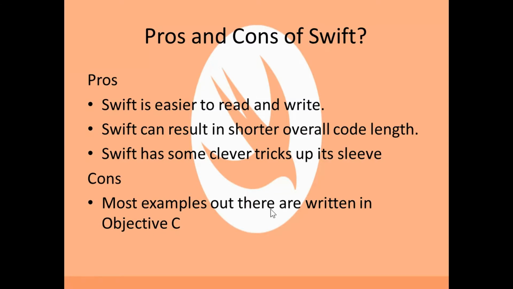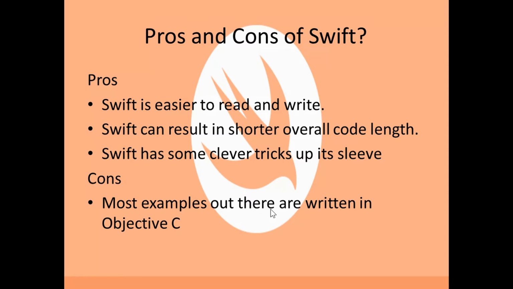Second point, Swift can result in short overall code length. Swift is a functional programming language, which means you can do neat tricks like passing functions as variables. This means you can write highly generic code that can do a lot of different things, reducing repetition. The repetition in Swift is very well reduced by the functions which are used as variables.